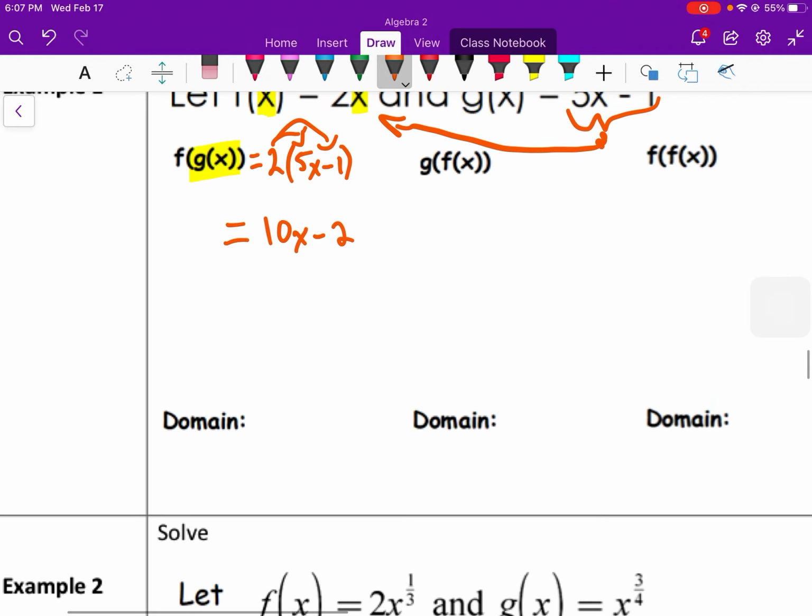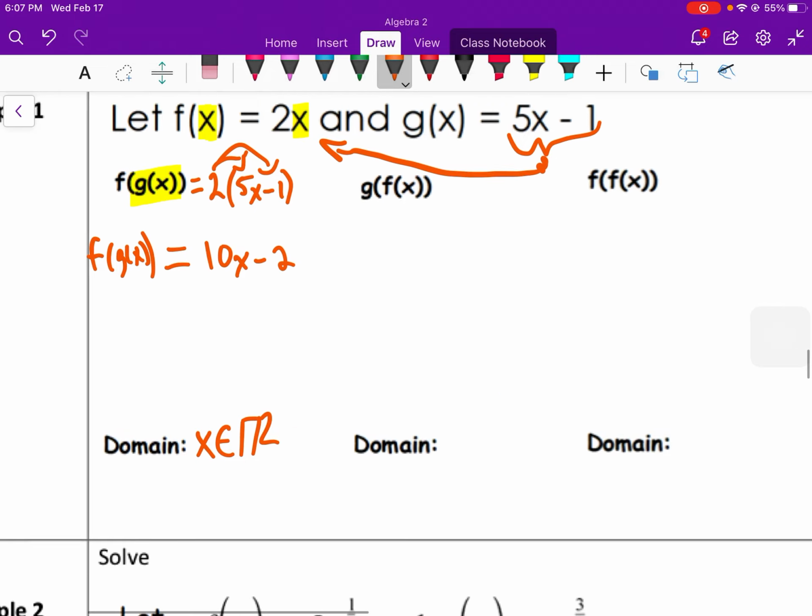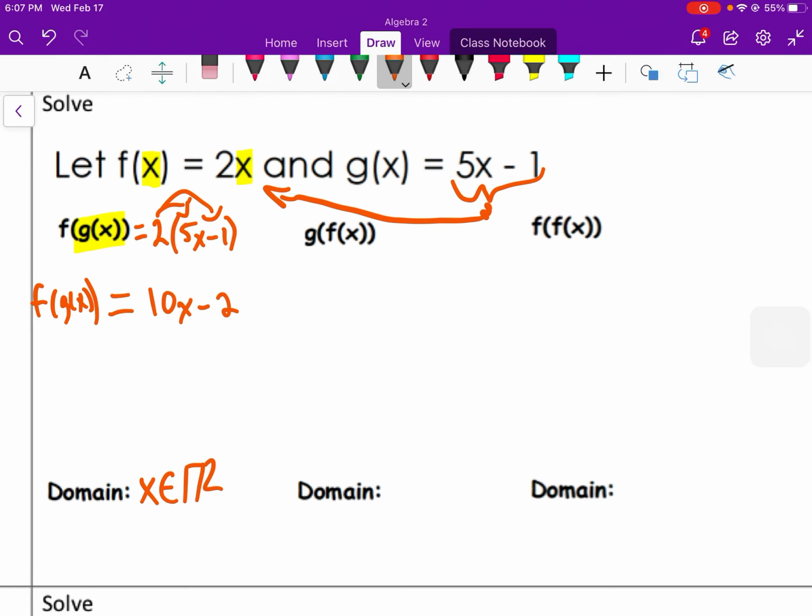And from there we can list our domain. So in this case, there are no restrictions on x for f of g of x. So our domain is going to be x is an element of all real numbers. Next, we're going to do it the other way. So now we're going to do g of f of x.